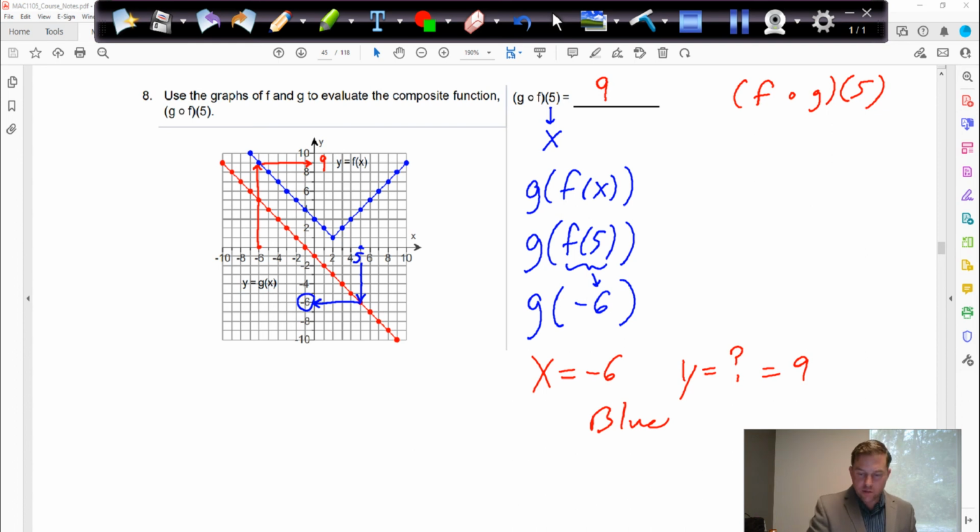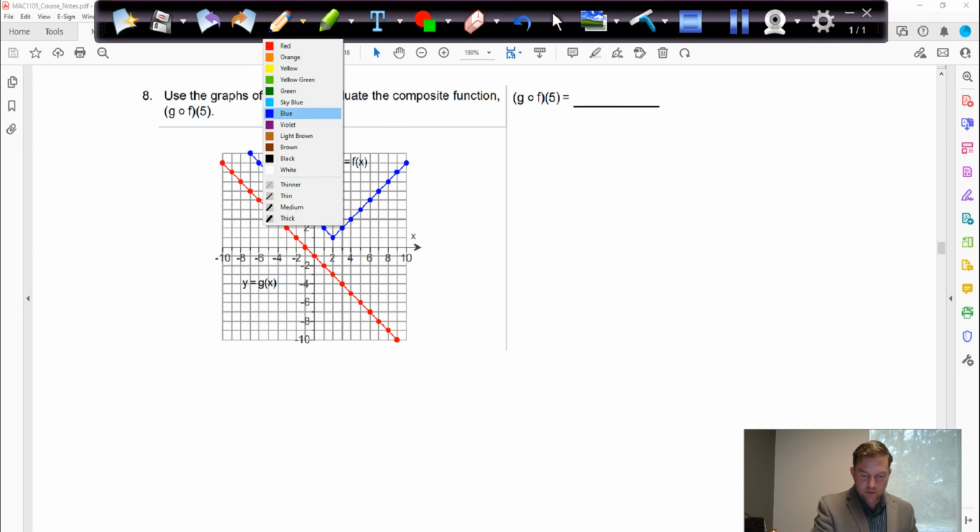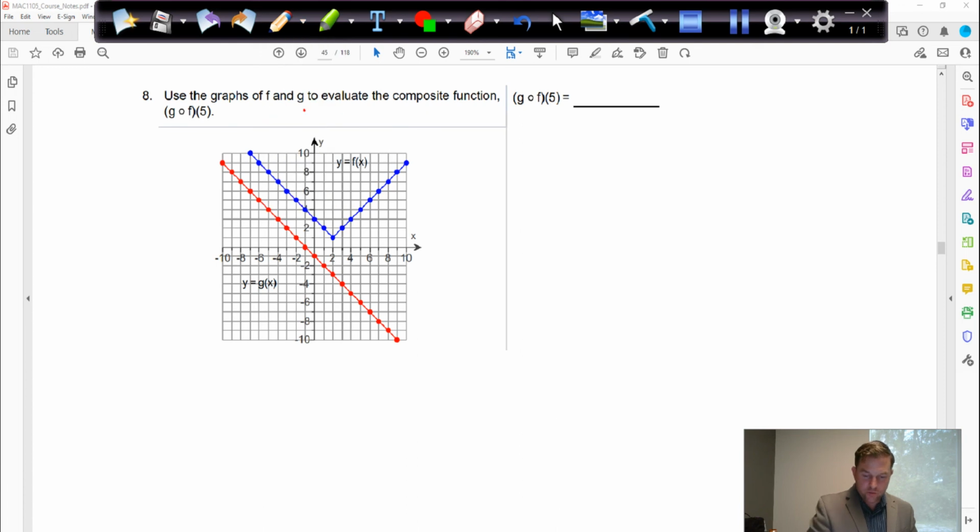So let's start this over. Let me see if I can get my colors right this time. F is blue. So this is saying x equals 5, y equals what on the blue curve? So here's 5 again. We go straight up to the blue curve and straight over, and we get 4. It's hard to see. Y is 4.